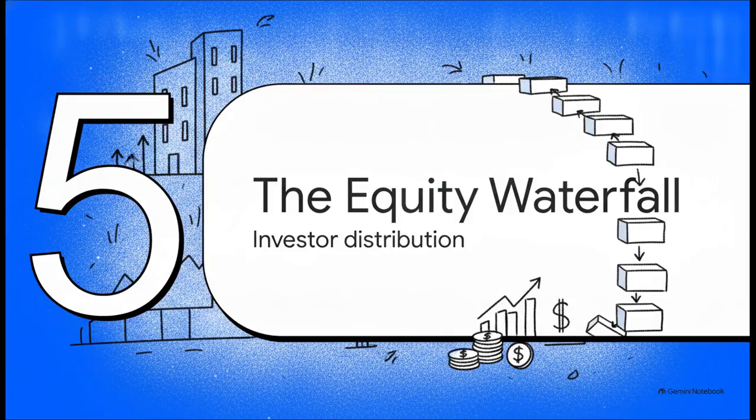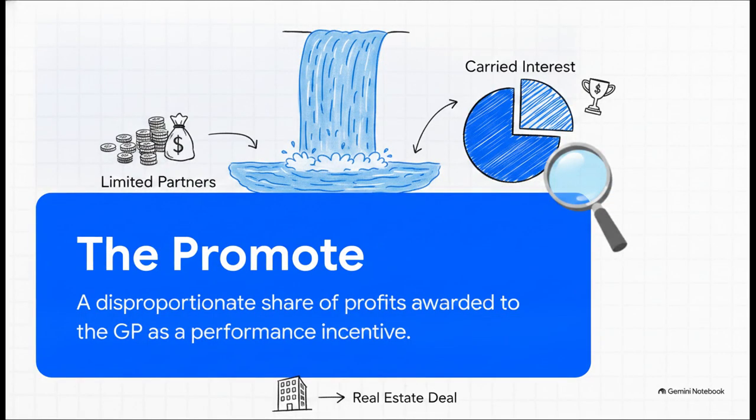Finally, we arrive at Part 5, the equity waterfall distribution. So the deal is closed, the property is acquired, improved over several years, and eventually sold for a massive profit. Now we reach the absolute culmination of investor distribution math, the joint venture equity waterfall. The waterfall dictates exactly how the profits are split between the investors who put up the capital, the limited partners, and the operators who actually did all the heavy lifting, the general partners.